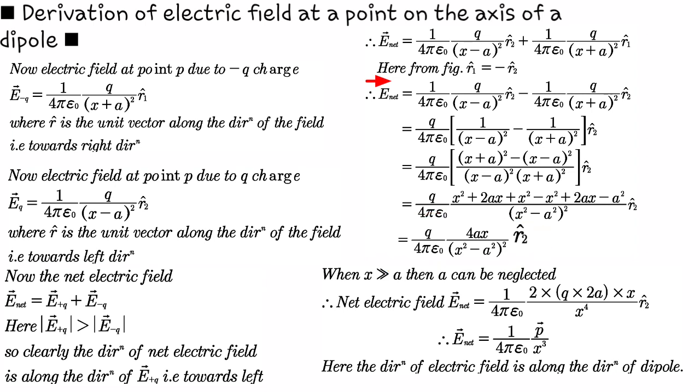If x is very much greater than a, then a can be neglected. Therefore, the net electric field is equal to 1 by 4 pi epsilon naught, 2 into q into 2a into x divided by x to the power 4 into r2 cap, which will give 1 by 4 pi epsilon naught p vector divided by x cube, where p is the dipole moment of the dipole. Here the direction of the resultant electric field is along the direction of the dipole moment of this dipole.